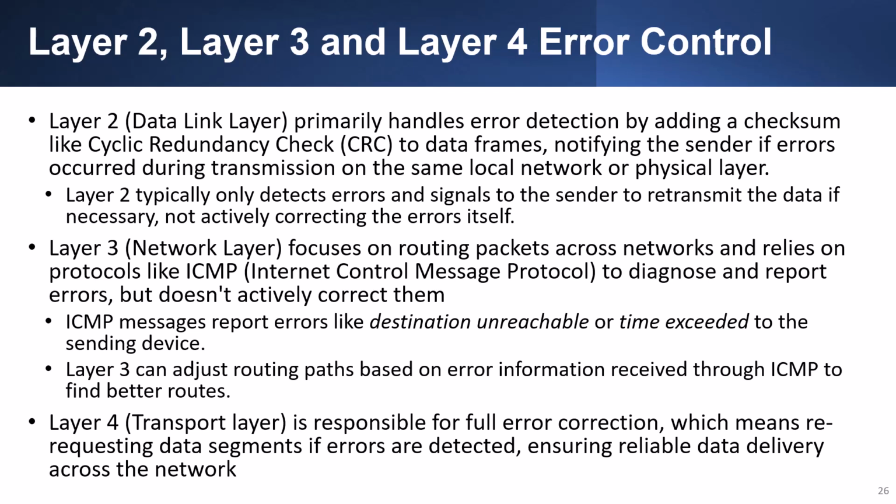the error itself. Layer 3, the network layer, focuses on routing packets across networks and relies on protocols like ICMP, Internet Control Message Protocol, to diagnose and report errors, but doesn't actively correct them. ICMP messages report errors like destination unreachable or time exceeded to the sending device. Layer 3 can adjust routing paths based on error information received through ICMP to find better routes. Layer 4, the transport layer, is responsible for full error correction, which means re-requesting data segments if errors are detected, ensuring reliable data delivery across the network.